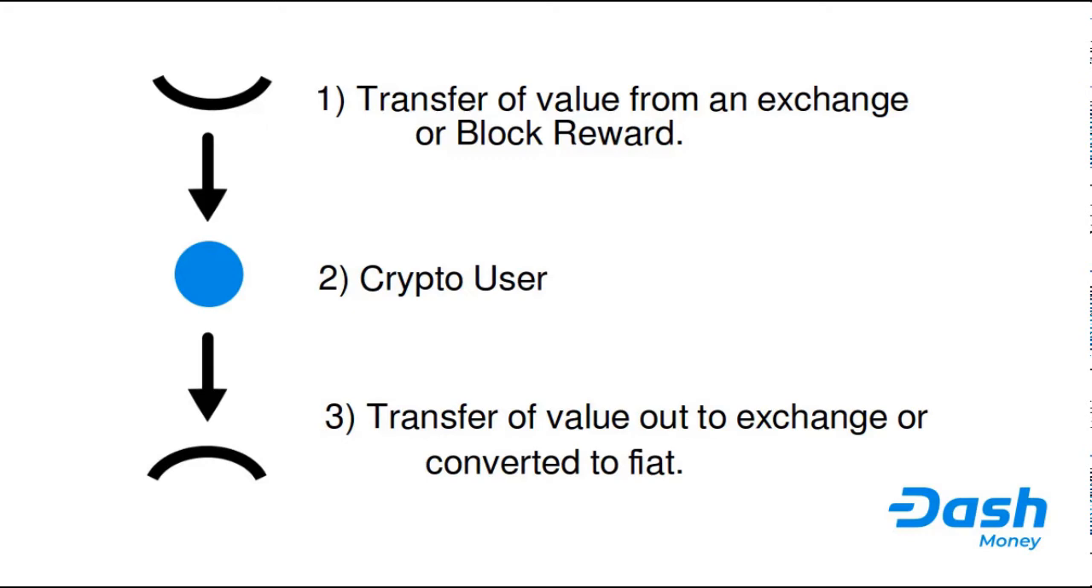The blue dot is the user, and the output from the user is the transfer of value to the exchange or converted fiat. Now I have not differentiated between centralized or decentralized exchanges because it doesn't really matter. The value is still leaving the network and it is not a peer-to-peer interaction.